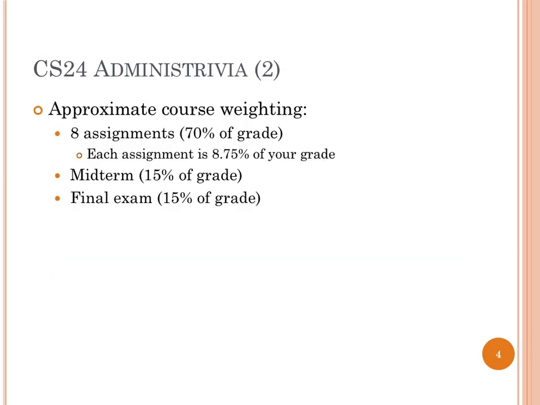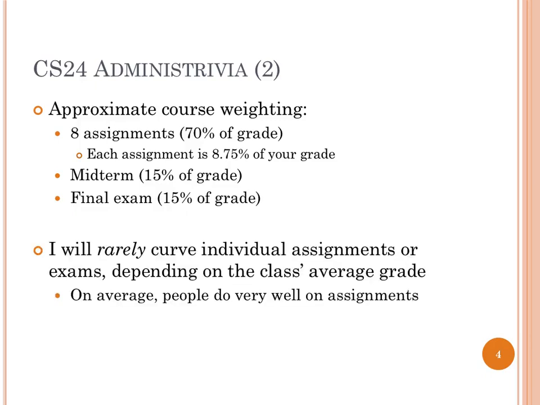Let's see. This is the approximate course weighting. Now, I don't know why I say approximately, because it's always the course weighting. But midterm and final exam are each worth 15% of your grade, and there are 8 assignments that are worth the other 70%. Okay, so you can do the math. It's not hard to figure this out. I will rarely curve assignments. Now, this is so rare that you should expect that it won't happen. That's a nice default assumption, unless I do something horrible on an exam, designing an exam.